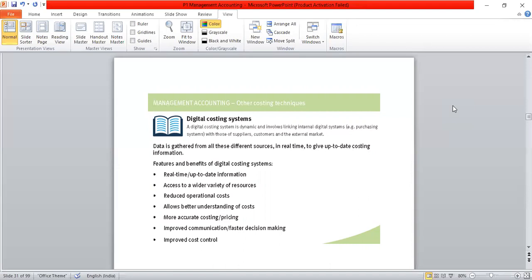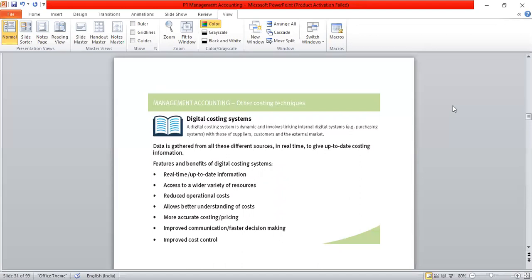So what are digital costing systems? A digital costing system is dynamic and involves linking internal digital systems, for example purchasing systems, with those of suppliers, customers, and the external market. Data is gathered from all these different sources in real time to give up-to-date costing information.